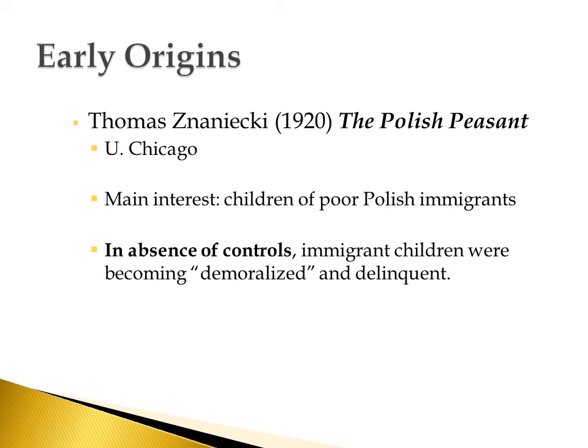And basically, what he described in this book was the fact that in the absence of any kind of controls, these immigrant children were becoming what he called demoralized and delinquent. And this really set off a movement of interest in understanding what happens to children and adolescents who don't experience any of the normal controlling forces in their lives. People started to explain delinquent problem behavior as being due to this absence of control. And he was the first person to write about this in any formal way.